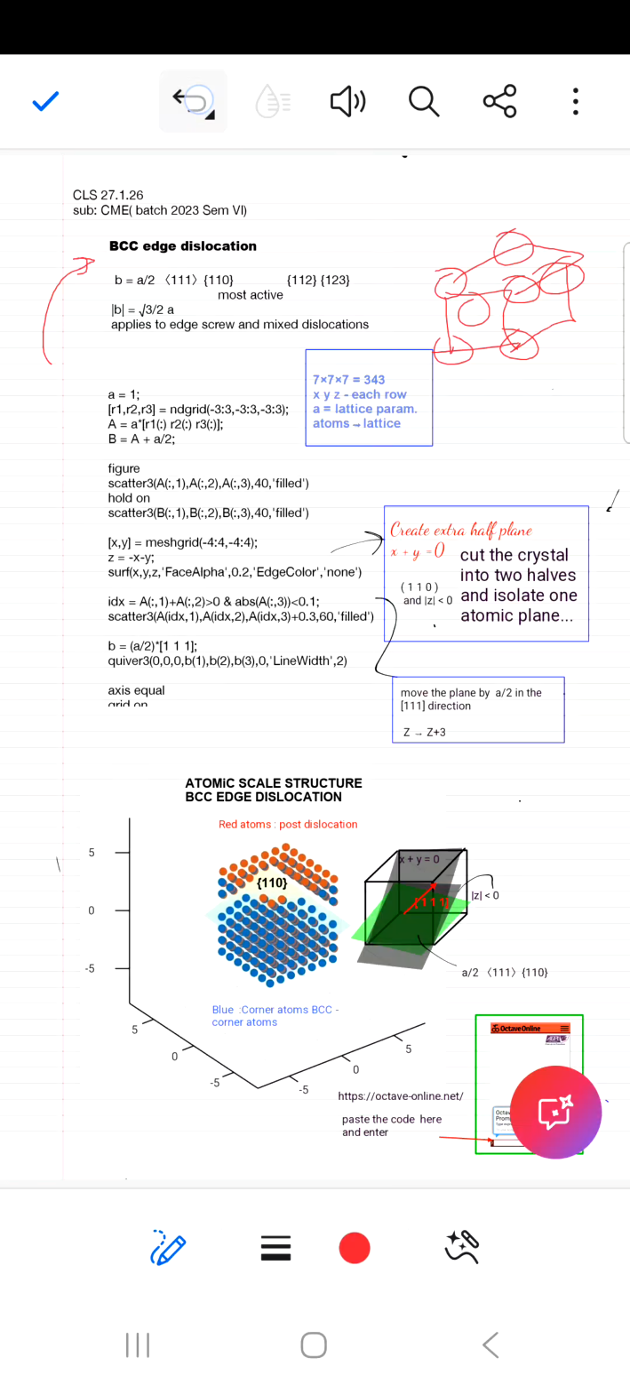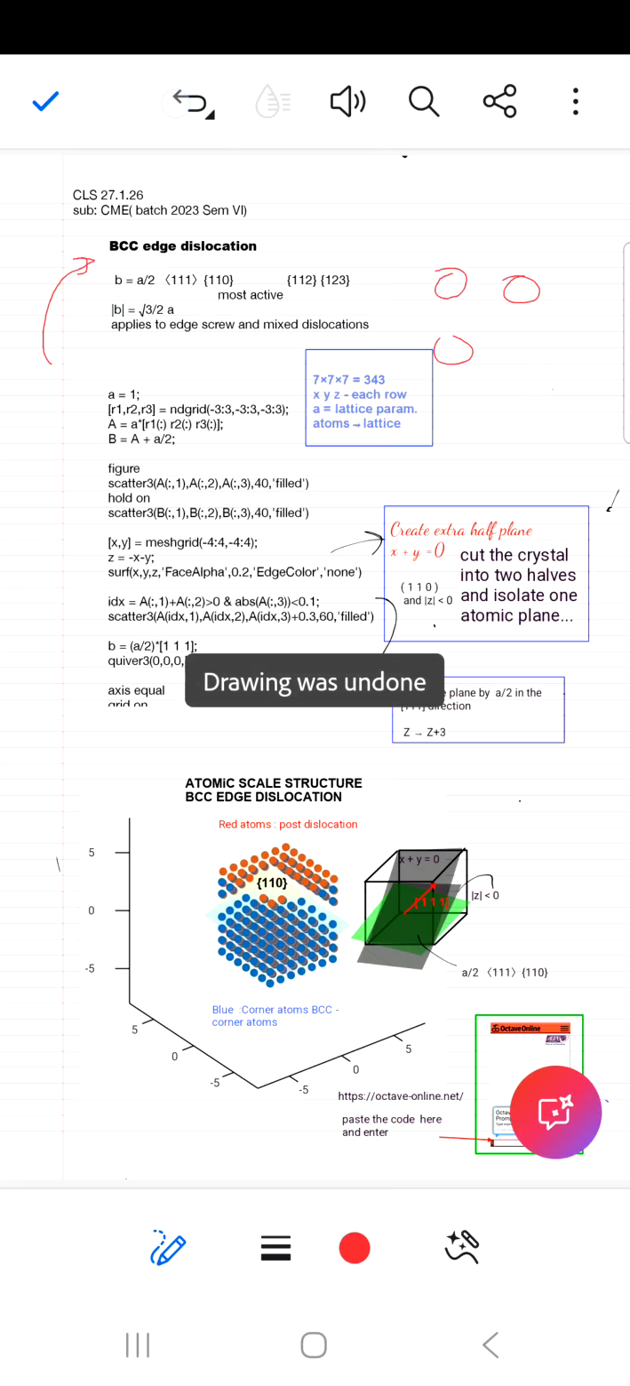Imagine a perfect stack of atomic planes. Now picture inserting an extra half plane of atoms into the crystal. That inserted half plane does not extend through the whole material. It ends inside the crystal. The line where this half plane terminates is the dislocation line. This is the physical meaning of an edge dislocation.